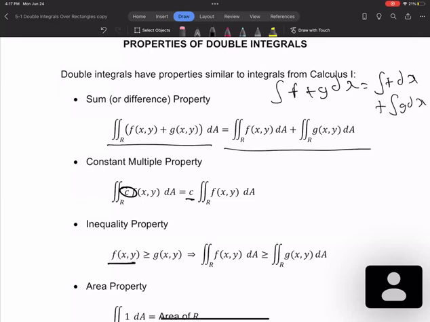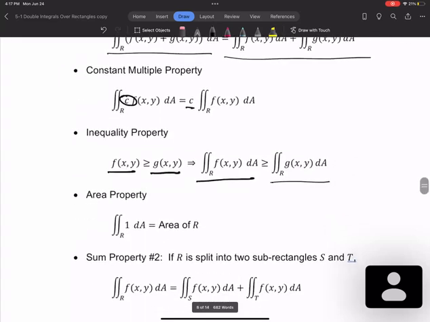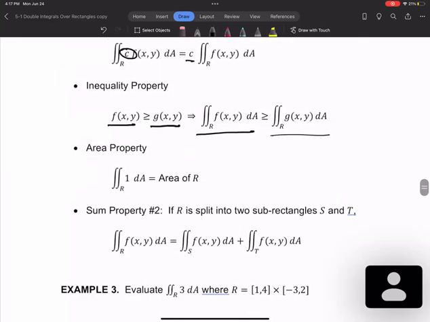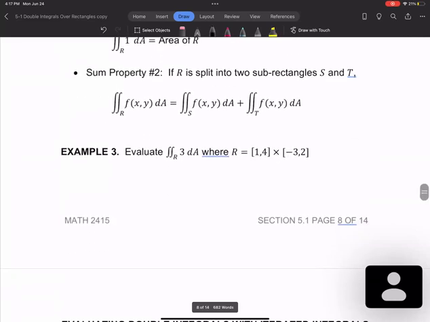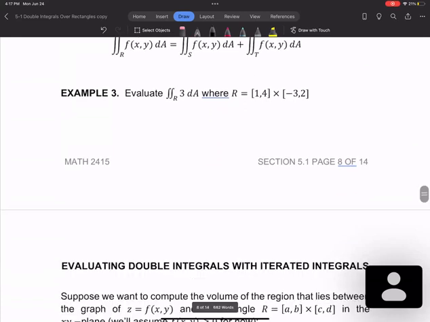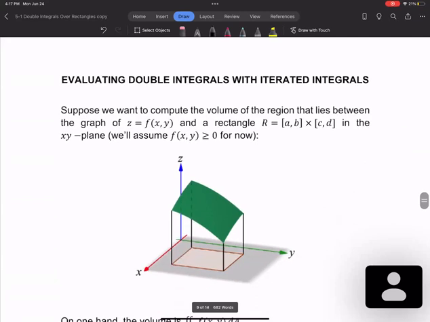And if this function is bigger or equal than the other function, then this integral is going to be bigger than the other integral. Okay. Well, those we discuss later. So let's see, we can make an exercise. We'll do it in a second.